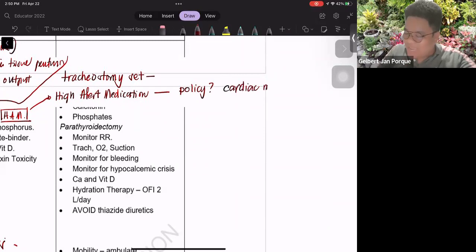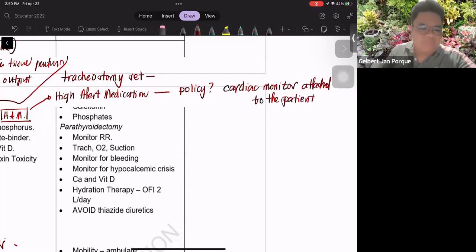Not just on standby, I mean, maybe you think it's just on the side. The cardiac monitor should be attached to the patient. Okay? Class, for example, in my case, if I am giving calcium gluconate, I would look at the cardiac monitor and watch for sinus pause or sinus arrest. Cardiac monitor attached to the patient, not attached by the patient. The purpose is to monitor for arrhythmias, which is very common.